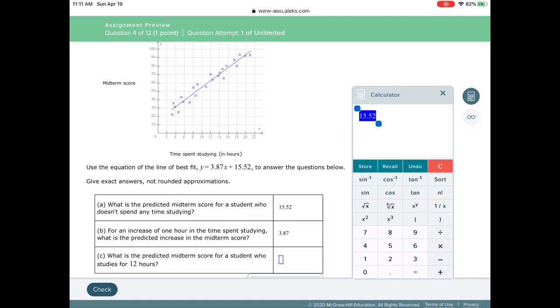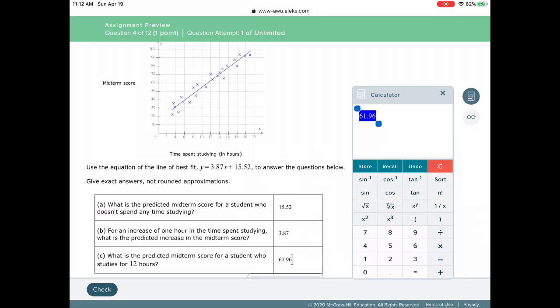And then part C, using this, if a student studied for 12 hours, what is the predicted score that they should get? We just substitute 12 in for x. So 3.87 times the 12 hours that they spent studying plus 15.52. We would expect that student to get a 61.96.